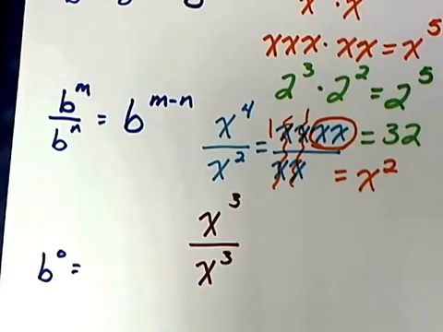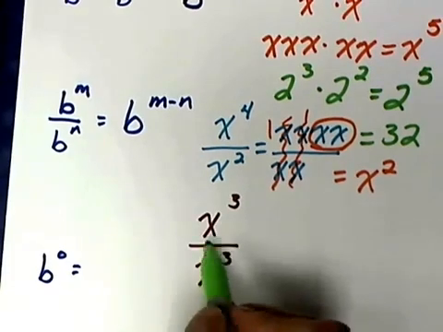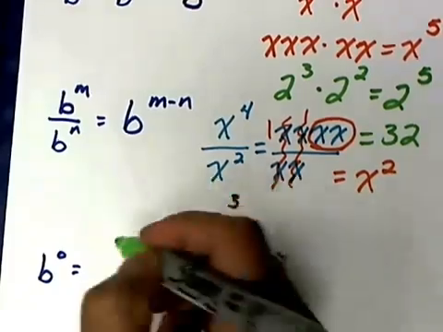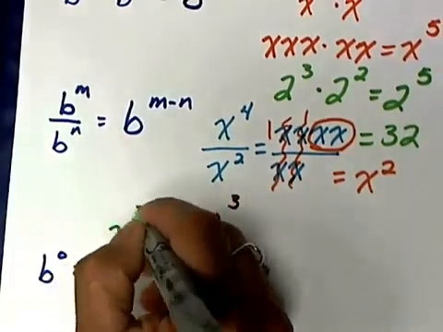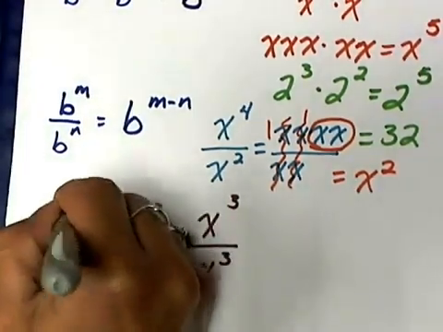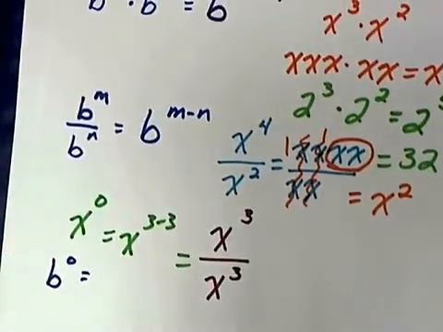Well, okay. I'm a smarty pants now, so I can use the law that says, aha, when dividing like bases, when the base numbers are both x, I can subtract the exponents. So I would get x to the 3 minus 3, which is x to the 0.